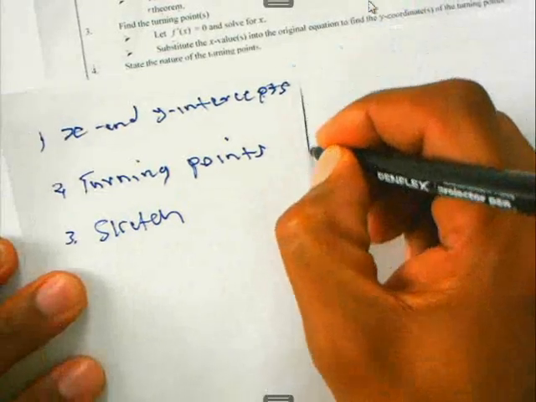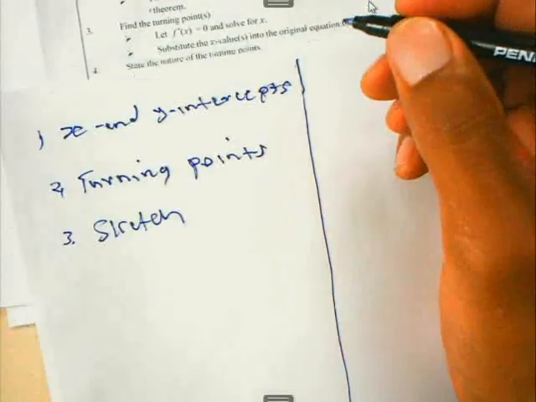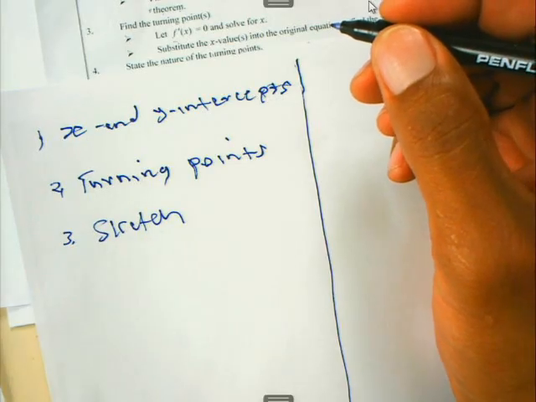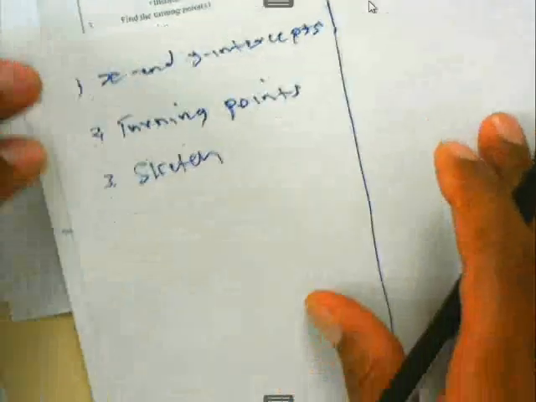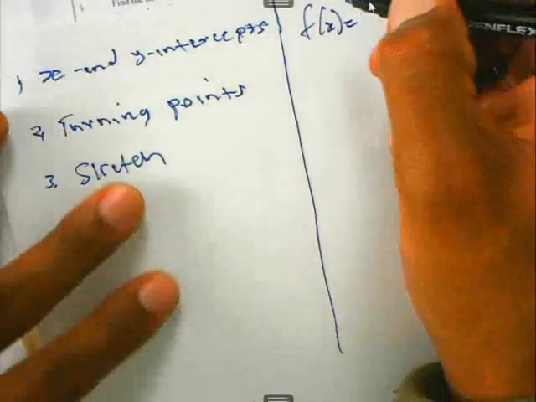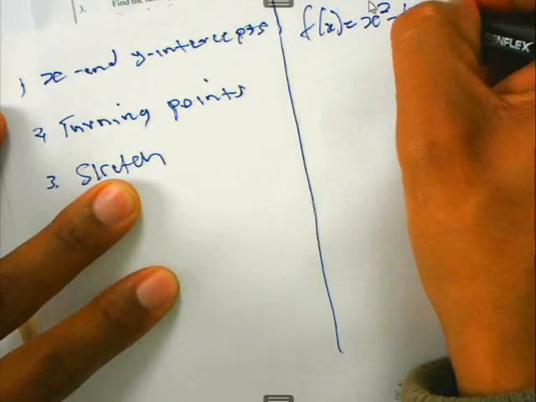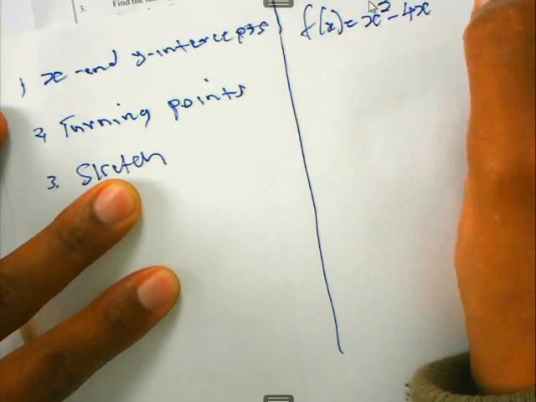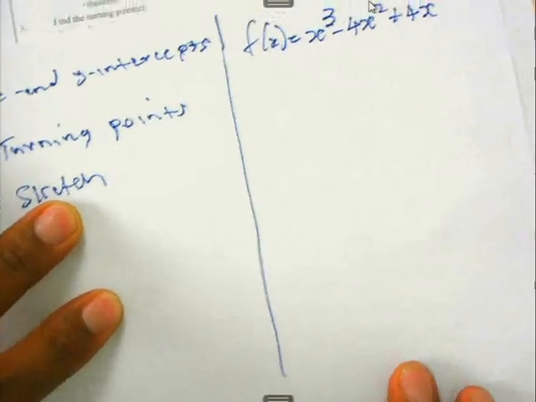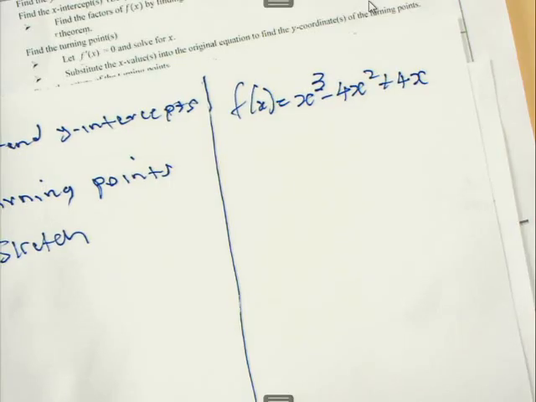Right now, we are going to take one example to see if we will really be able to apply what we are talking about. Here is the function: f(x) = x^3 - 4x^2 + 4x. When we look at this function, how many terms do we have?